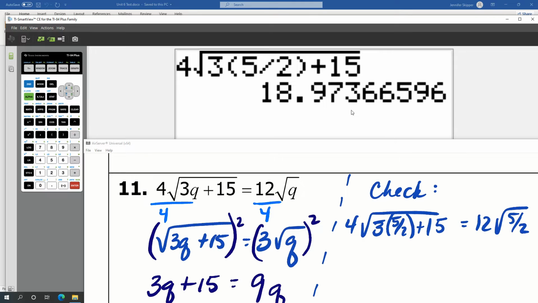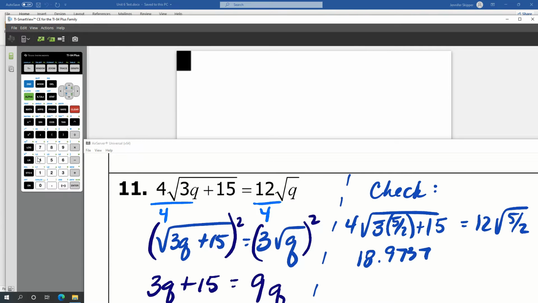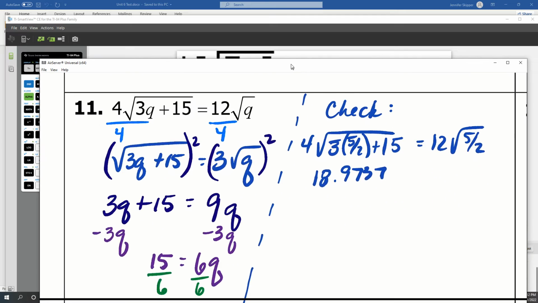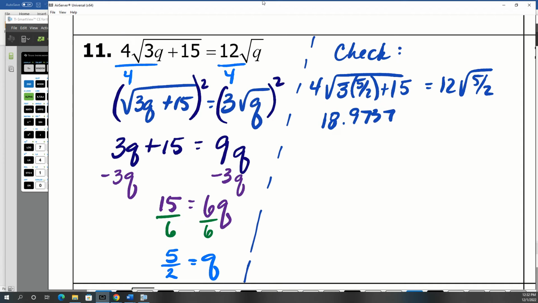All right, so we get that ugly decimal. Jot it down real quick. All right, and we get the same ugly decimal again, so that means it's a solution.